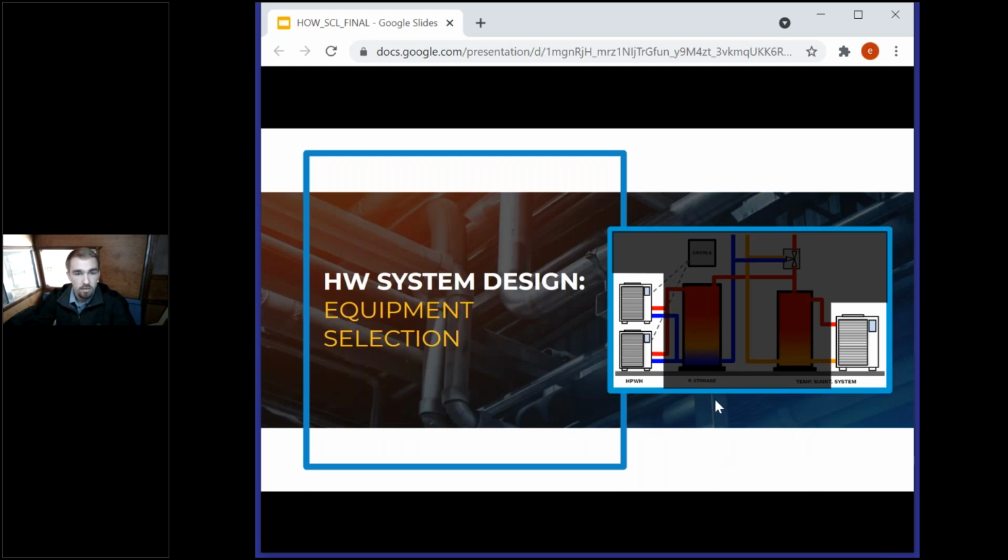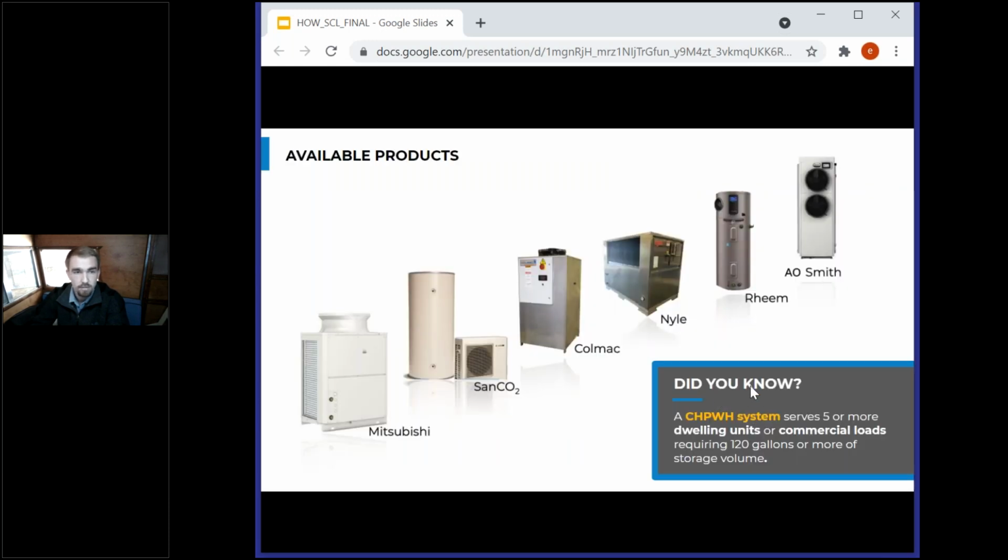And so now we've used this program to find how much heat pump capacity we need and how much storage we need. So what do we do with those numbers when we're selecting an actual heat pump? So first we'll look at the available products on the market today. And I say on the market today because this is a very quickly evolving industry at the moment because there's such an increasing demand for heat pump water heaters.